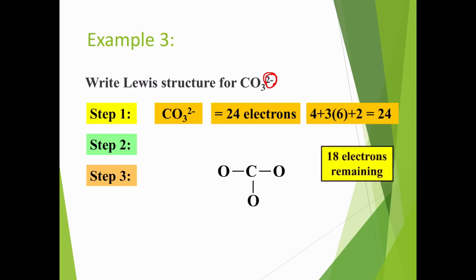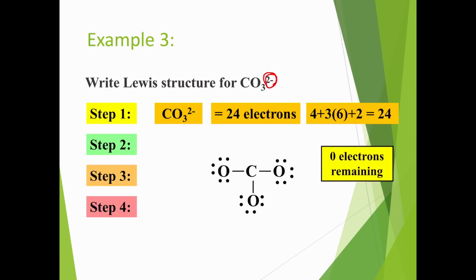So we've used up 6 electrons so far, right? There are 2 in each of the bonds. So we have 18 remaining. So our next step would be, okay, let's go put electrons around each one of the atoms. So if we put some electrons here, now we have 12 left. We put some there, we have 6 left. We put some there, we don't have any left.